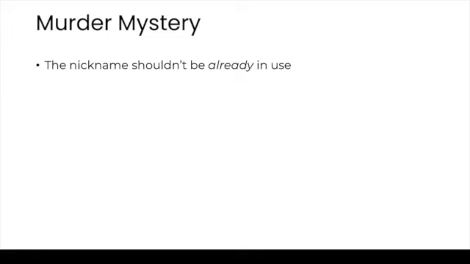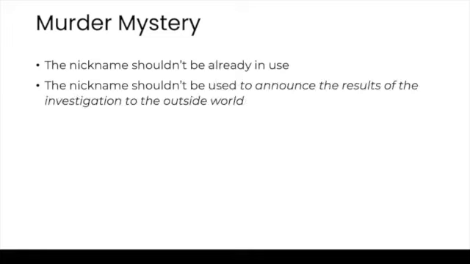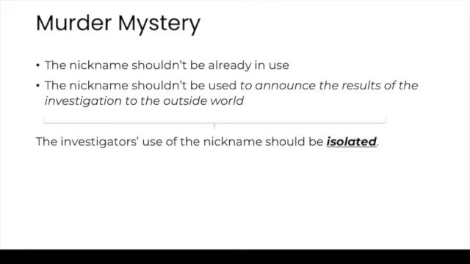First, the nickname for the unknown criminal shouldn't be already in use. And second, the nickname shouldn't be used after the investigation is closed. It shouldn't be used to announce the results of the investigation to the outside world. So the name should be put in quarantine, if you will, and kept within the confines of the criminal investigation. In other words, the investigator's use of the nickname should be isolated.